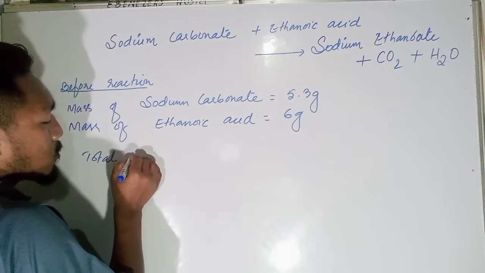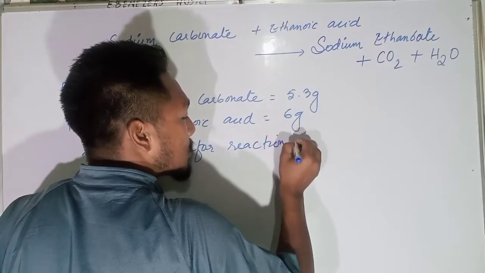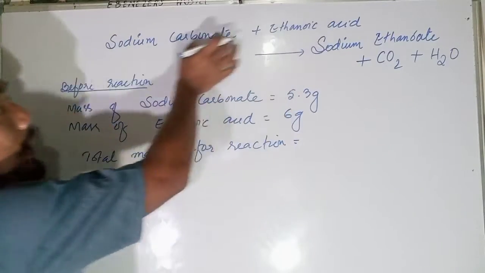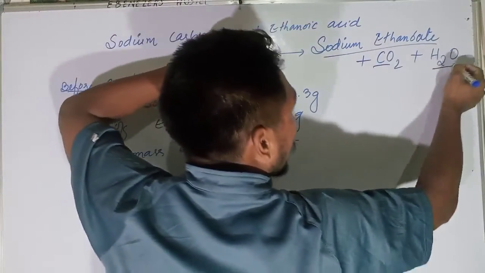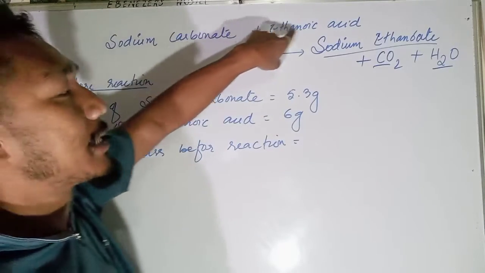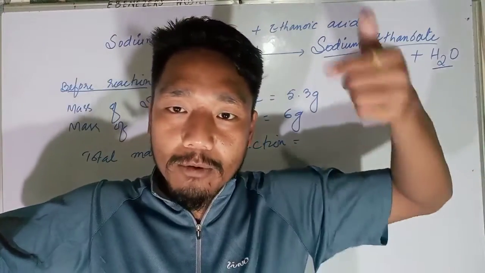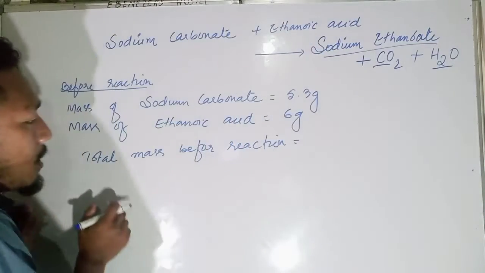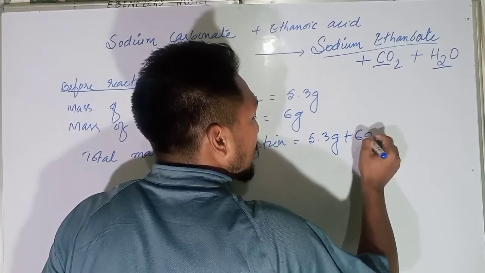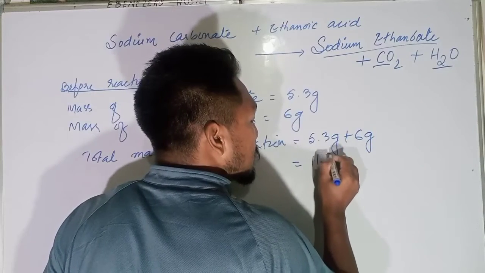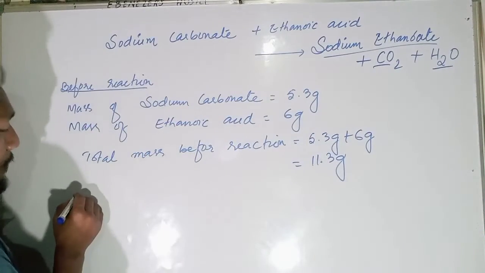Total mass before reaction means before they undergo reacting. This is what they call the reactants. They will try to react. When they react, you will get sodium ethanoate, carbon dioxide, and water. Sodium carbonate reacts with ethanoic acid. So before we go to reaction, like before you make a tea, you take sugar and so on. Whatever it is, the mass before the reaction is what? 5.3 gram plus 6 gram is how much? 11.3 gram.